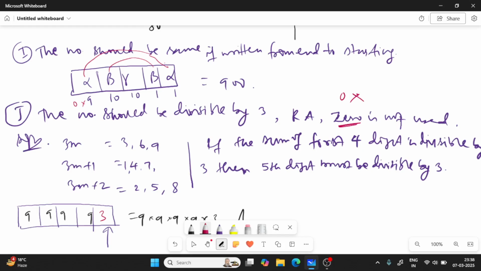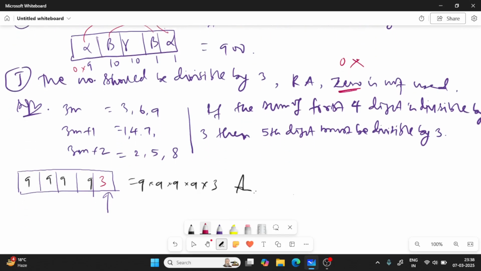So in how many ways is this possible? Let us see. Now you can see clearly what are the ways in which the number will be divisible by 3. On dividing a number by 3, what types of numbers are there? 3m type, 3m plus 1 type, 3m plus 2 type. 3m type: 3, 6, 9. 3m plus 1 type: 1, 4, 7. And 3m plus 2 type: 2, 5, 8.